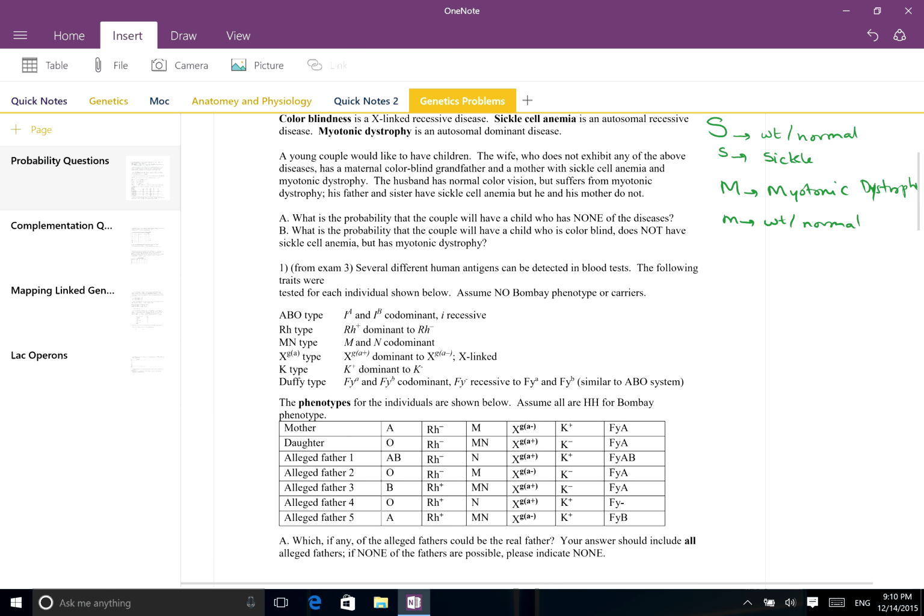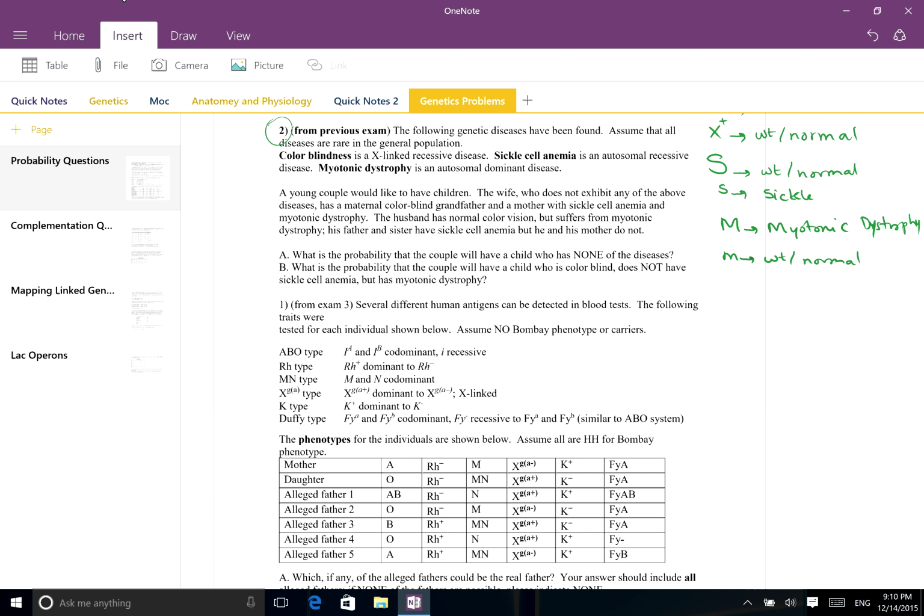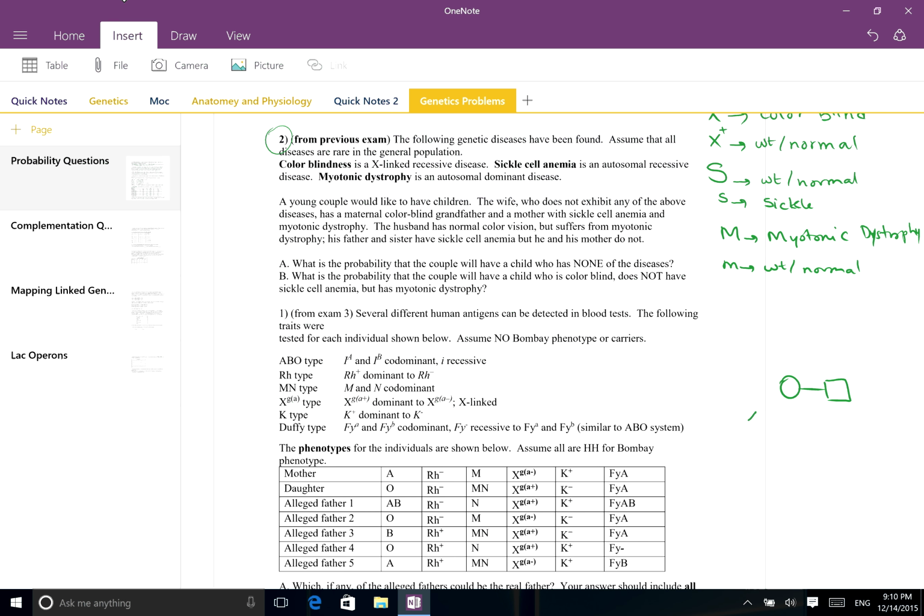Okay, so let's read the question together. They're saying that you have a couple that would like to have children. So couple means husband and wife. And then they tell you that the wife does not have any of the above diseases. Okay, that makes it simple. So she does not have color blindness, but she could be a carrier, so I'm not sure about the other X. She does not have sickle cell anemia, but she could be a carrier. And she doesn't have myotonic dystrophy, and since it's dominant, I'm sure of her genotype for that disease.